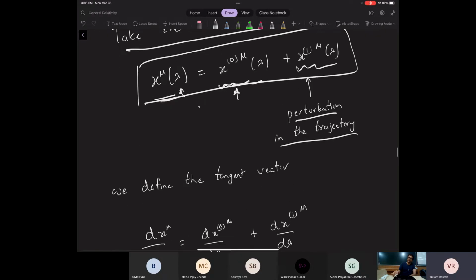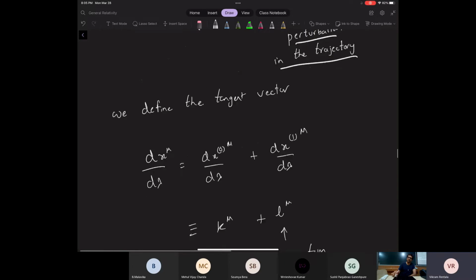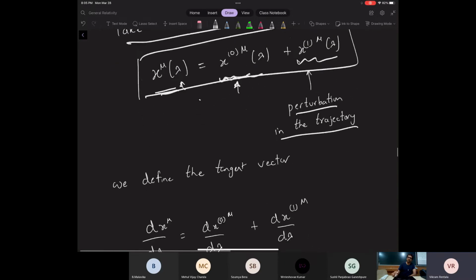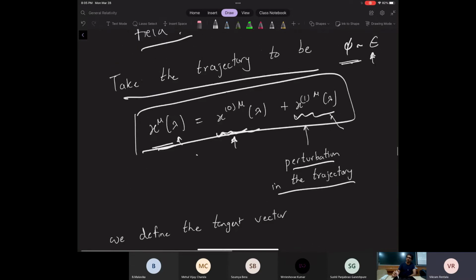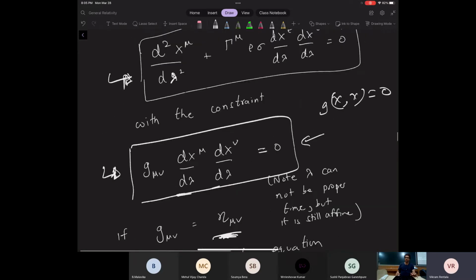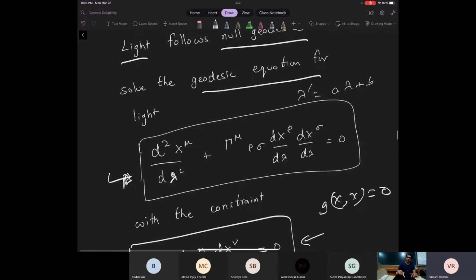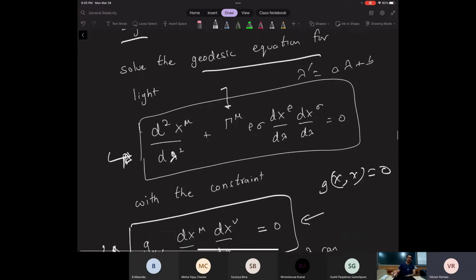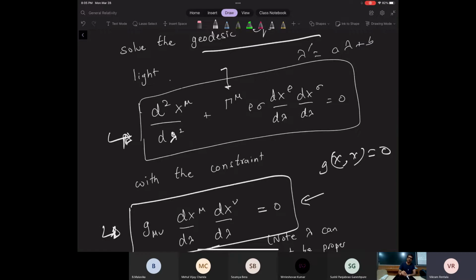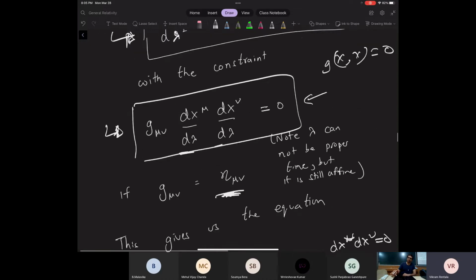Now what you can do is solve the geodesic equations for this perturbation in the trajectory. We know our Christoffel symbols are first order, and now we need to solve for x mu to first order. Instead of solving to 0th order, we solve this for first order.